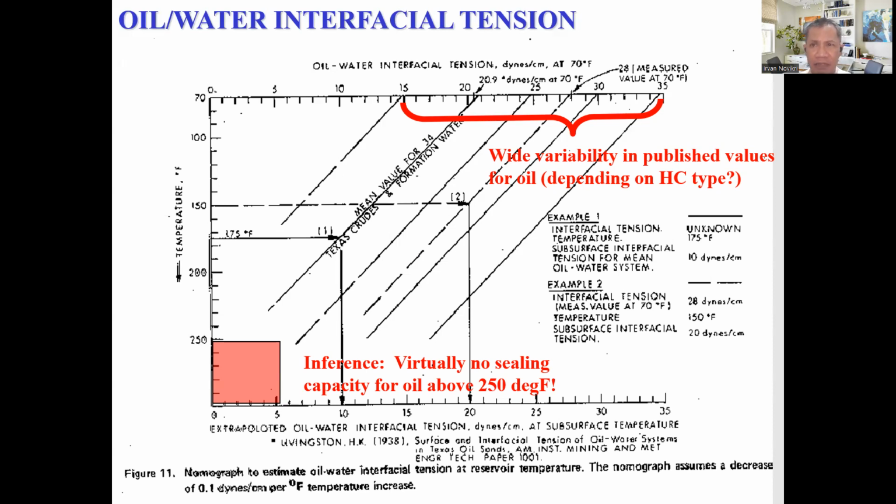In simpler terms, the interfacial tension, which affects the ability of oil to form a seal, can vary significantly depending on the specific composition of the oil. The inference suggests that oil doesn't have the ability to effectively seal or prevent leakage at temperatures exceeding 250 degrees Fahrenheit. This conclusion is drawn from the wide range of published values for oil-water interfacial tension, indicating a lack of consistent sealing capacity for oil under higher temperature conditions.